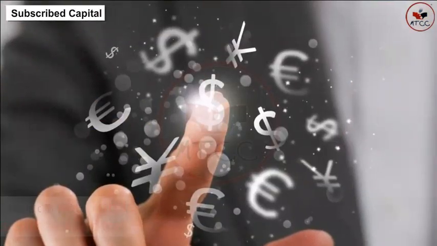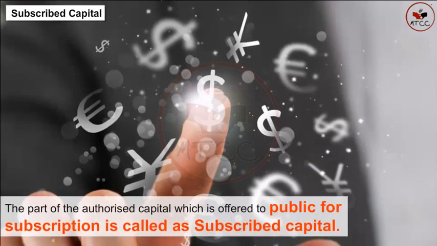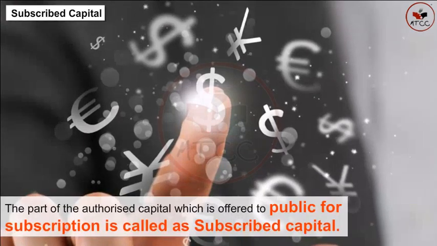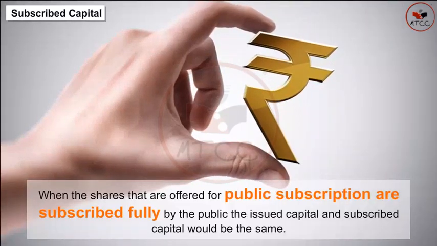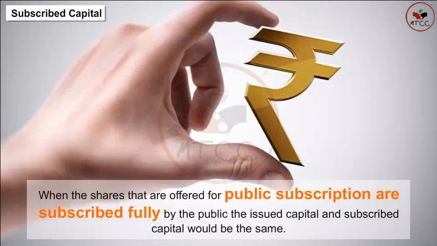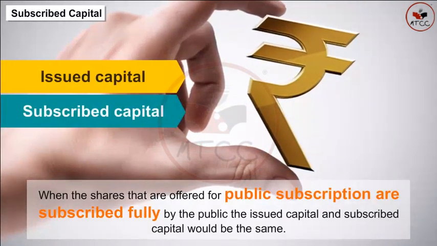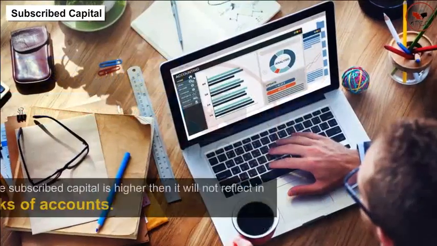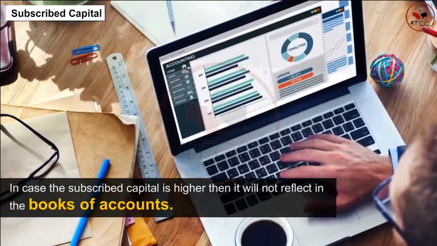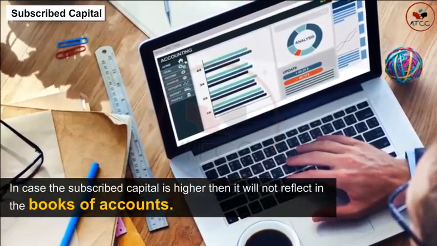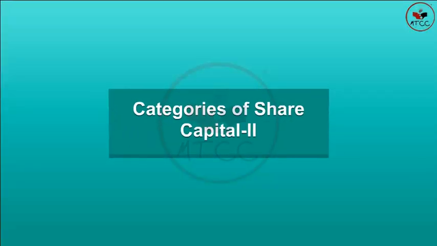Subscribed capital. The part of the authorized capital which is offered to the public for subscription is called subscribed capital. When the shares that are offered for public subscription are subscribed fully by the public, the issued capital and subscribed capital would be the same. In case the subscribed capital is higher, then it will not reflect in the books of accounts. Categories of share capital 2.